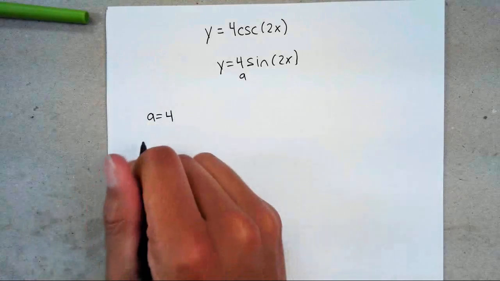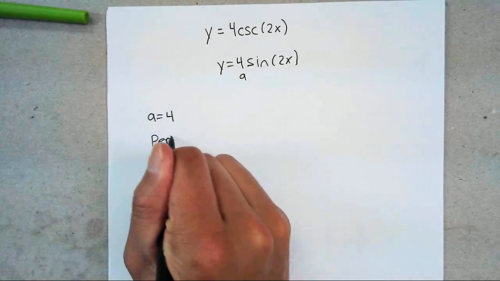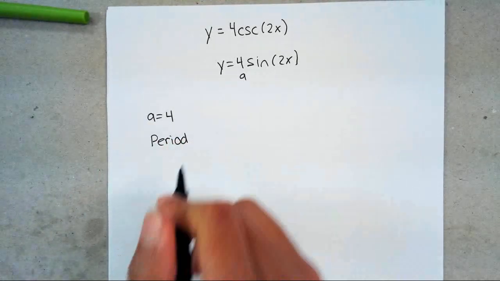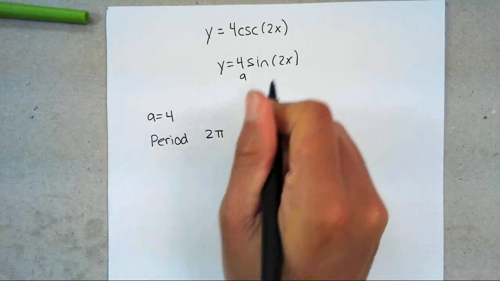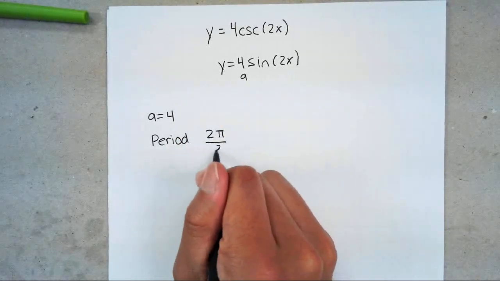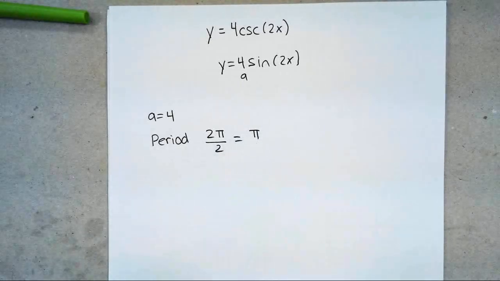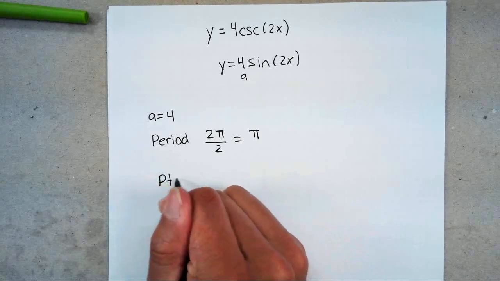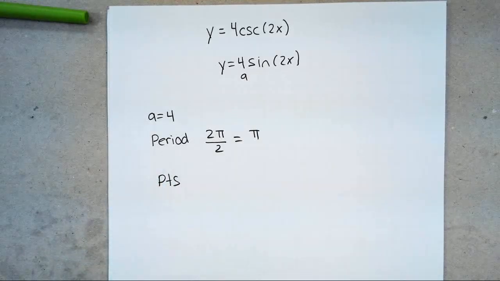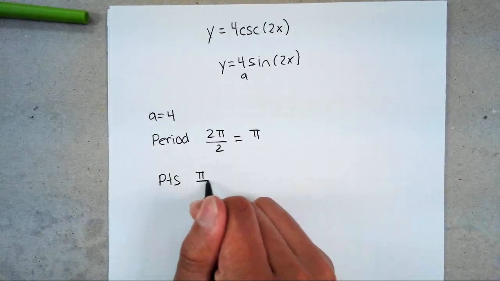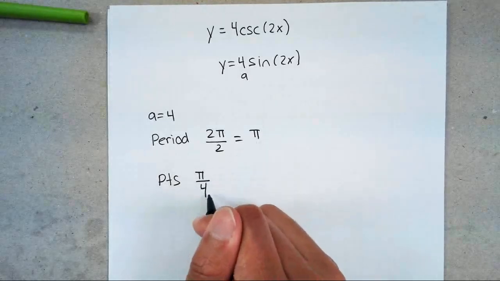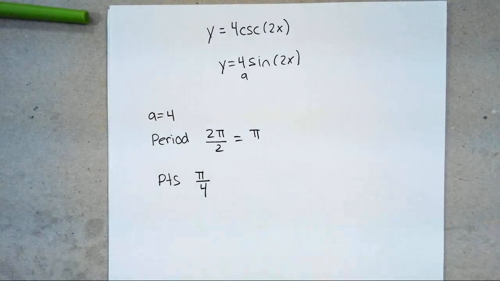Then the next step is you have to figure out your period. And your period is determined by 2 pi over whatever your b is. 2 pi over 2, which simplifies to just give you pi. So that means the length of that one cycle, that one period, is going to be pi. The next step is you have to figure out your points. And remember, because there's 4 spaces in your graph, you're always going to divide your period by 4. I got pi, so divided by 4 gives you pi over 4.